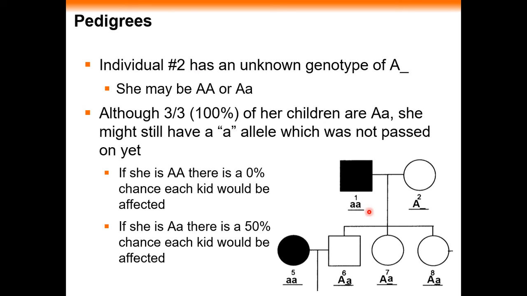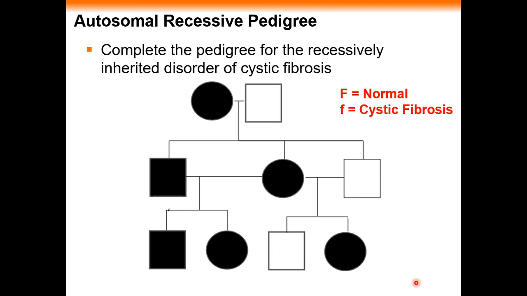So this individual number 2 here, she might be capital A, and she might be heterozygous. Although all of her kids, all 3 of these kids, are heterozygous, she could have a lowercase a allele. She could have a recessive allele, but just didn't pass it on yet. If she is capital A, homozygous dominant, well then there's a 0% chance that her kids would be albinos. If she's heterozygous, then there is a 50% chance her kids could be albinos. So we don't know. We have to figure out from our parents to get some more information.